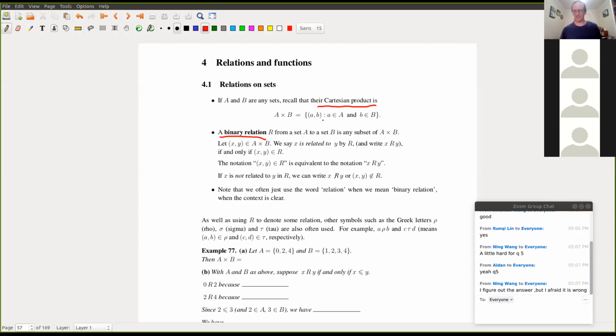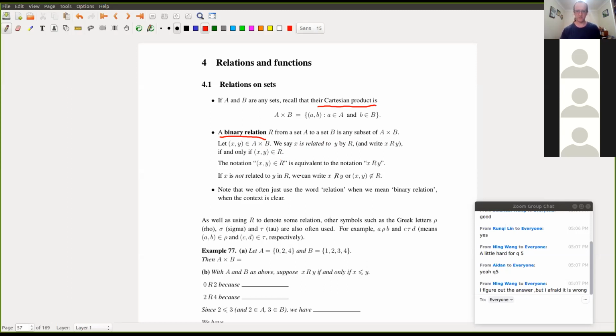Hopefully you can see into the future and see where this is going with univariate functions. But we've just got product space, x's and y's, and it's got some relation. If it's an element of that, we say x is related to y by R. So R is this relation, if they're both an element of this subset.